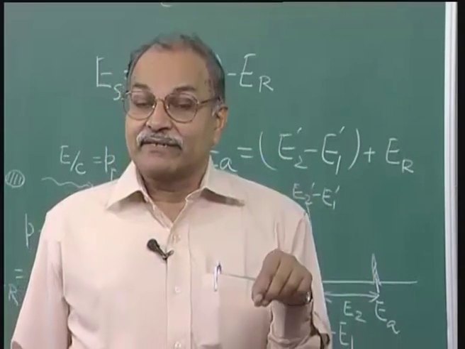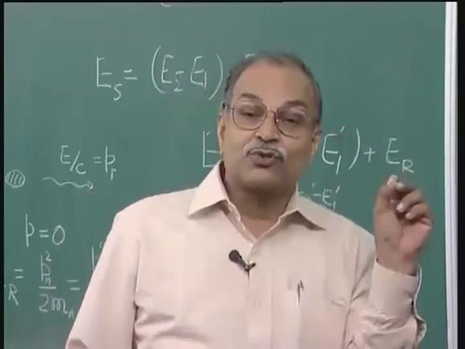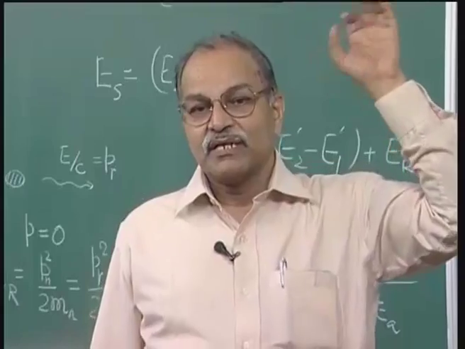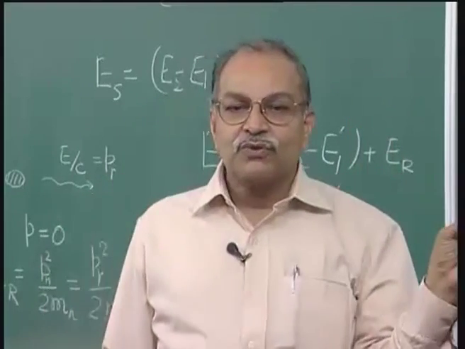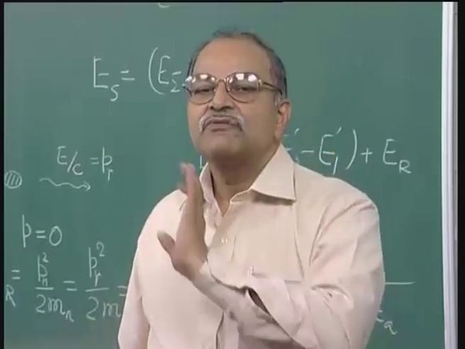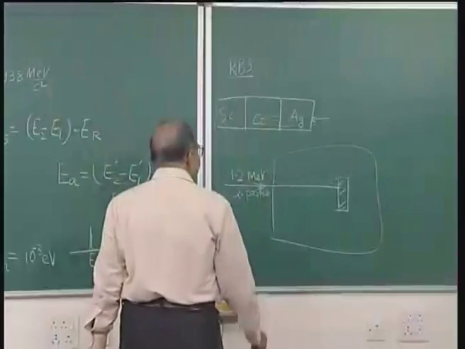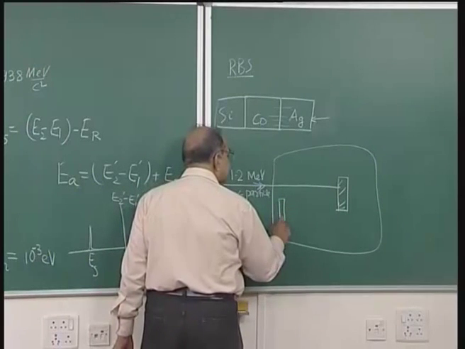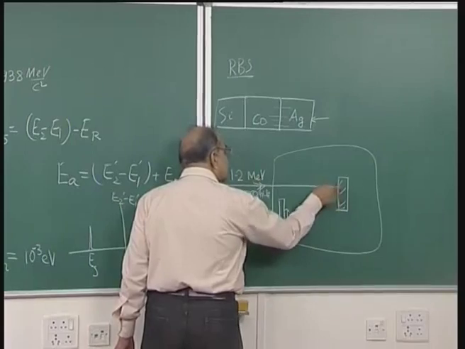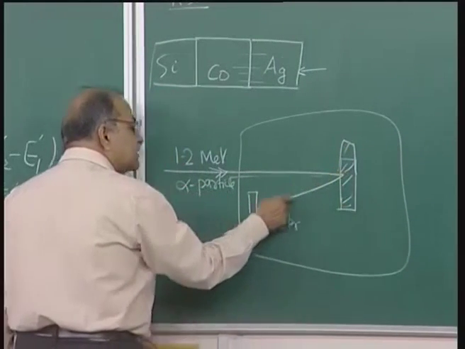But occasionally it will go close to the nucleus, just like in Rutherford's or Geiger-Marsden experiment. It will go close to the nucleus, and then through Coulomb interaction it will be deflected. And then we put a detector here to receive it.